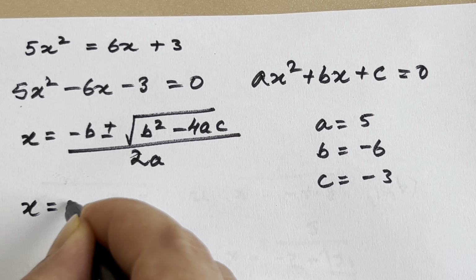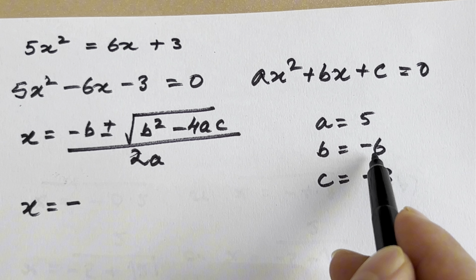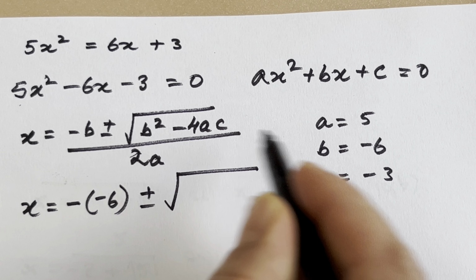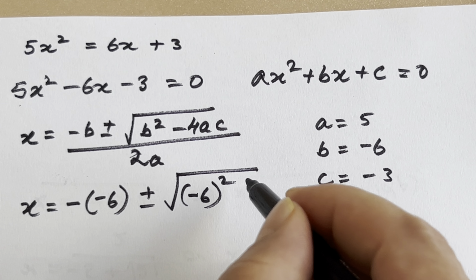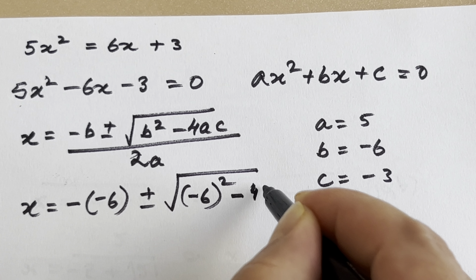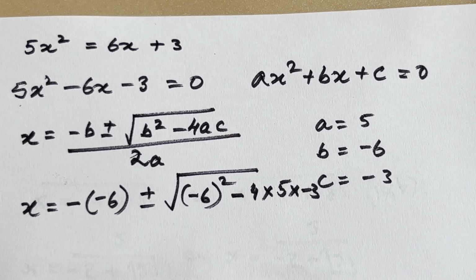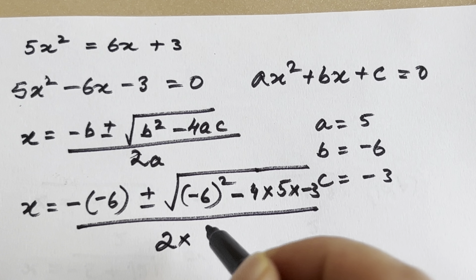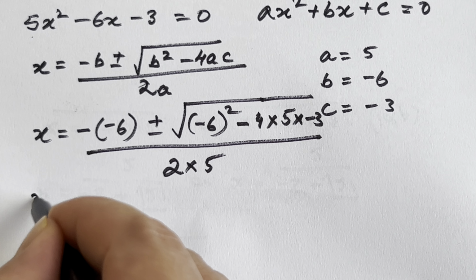So x equal to, this minus is there already in the formula. Our b is minus 6, so minus (minus 6) plus or minus square root of, again, when you're squaring a negative number, we need to use a bracket. (Minus 6) square minus 4 times a is 5 and c is minus 3. Okay, all of this divided by 2 times a, which is 2 times 5. Now we have to tidy up this a little bit.